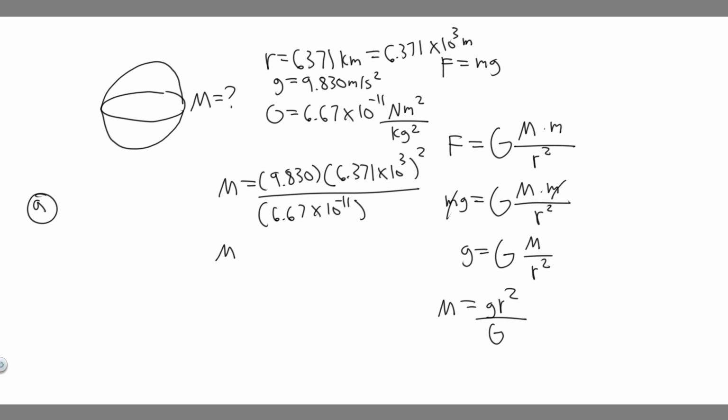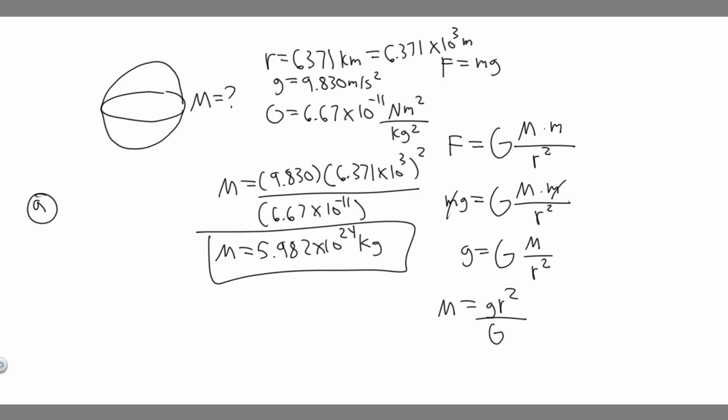When you go ahead and do that, you're going to get the mass of the Earth is 5.982 times 10 to the 24 kilograms. So this right here is going to be your answer to A. This is going to be the mass of the Earth found using this acceleration due to gravity. And so this is A.